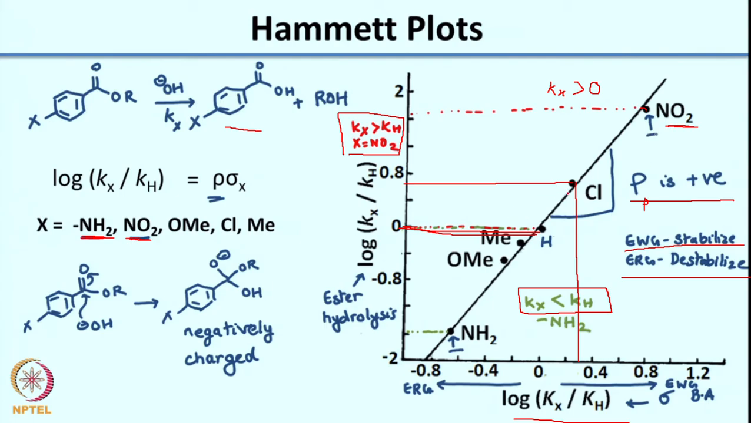Now talking about the chloride ion, as I told you, you can see that chart. In that chart, chloride ion will always give a positive rho value. So it will give slightly greater than 0, not as much as the nitro group, but it will be more than 0 only. That's why here also we observe rho is positive. Then talking about the methyl, methoxy and amine groups, we observe these give a kx less than kh, which is less than 0. So here you can see NH2, OMe and methyl groups in the table also give a negative rho value.